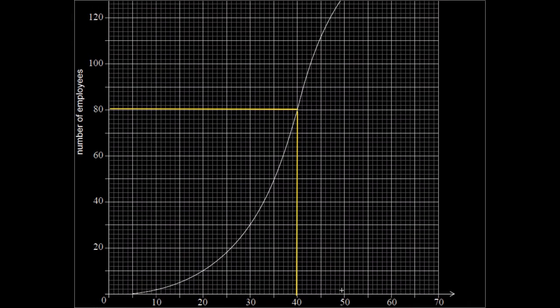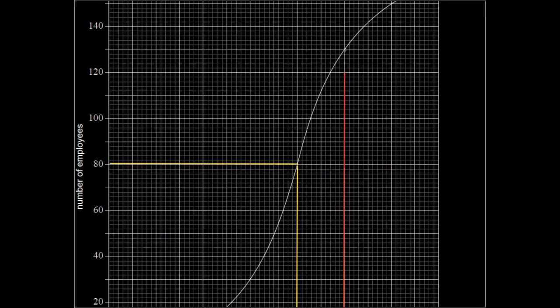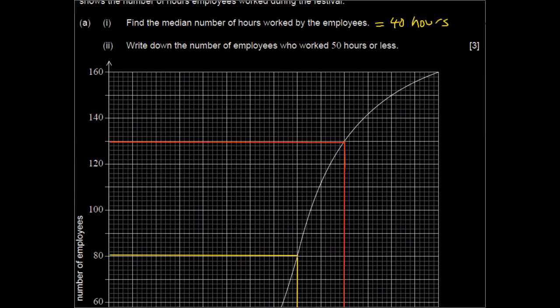So along here like so. We need to go just a little bit further till there, and then I can go across there, and I can read that from the scale, and I can see that that's 130 employees. So that equals 130 employees.